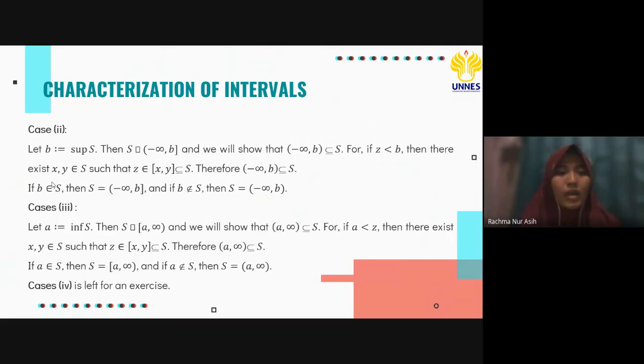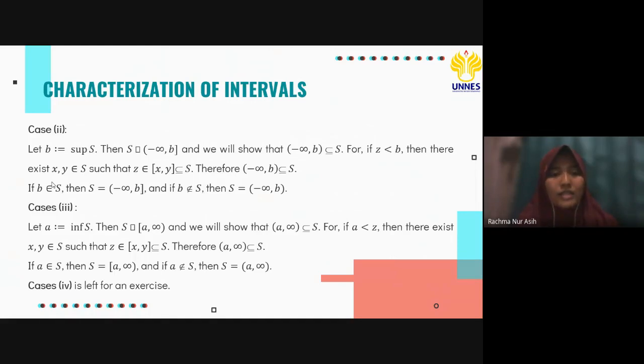If B is an element of S, then S is equal to the half-closed interval from negative infinity to B. And if B is not an element of S, then S is equal to the open interval from negative infinity to B. For case 3, let A be equal, by definition, to the infimum of S.